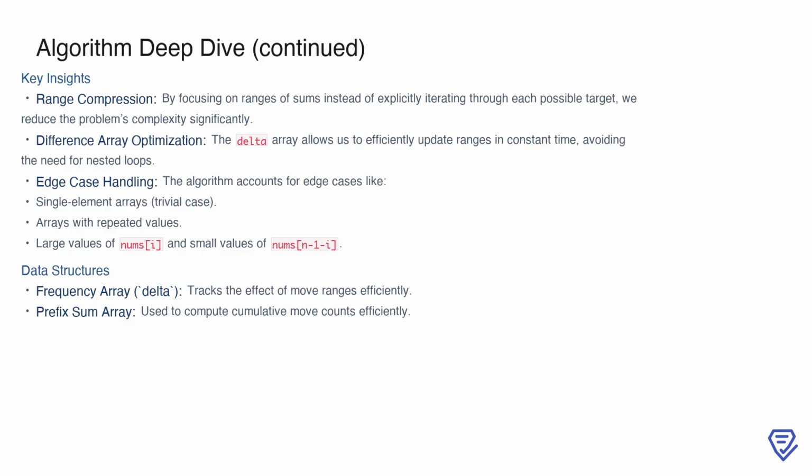The primary data structures we use include the frequency array, or delta array, to track the effect of adjustments, and a prefix sum array to compute cumulative move counts quickly. Together, these structures enable us to solve the problem efficiently while maintaining clarity and accuracy.